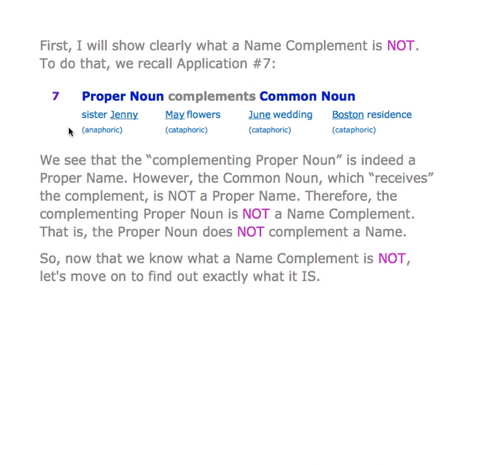We see that the complementing proper noun is indeed a proper name. However, the common noun, which receives the complement, is not a proper name. Therefore, the complementing proper noun is not a name complement. That is, the proper noun does not complement a name. So now we know what a name complement is not. Let's move on to find out exactly what it is.